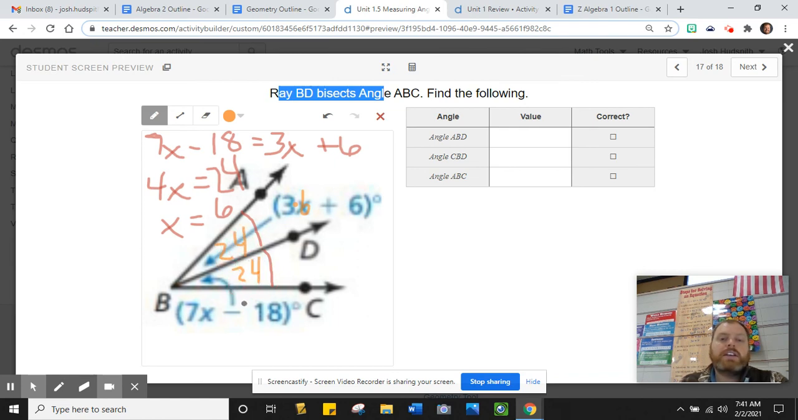That means that angle is 24. So ABD is 24, CBD is 24. Now ABC, that's the big angle, 24 plus 24, would be 48. Again, you have to know that that's what angle bisect means. Angle bisector. If you have questions, bring them to class and we'll go over them.